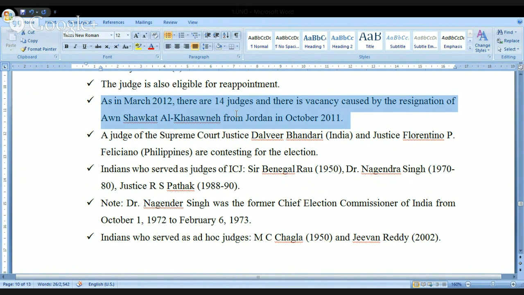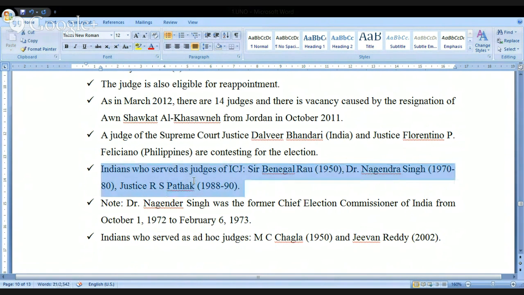That's the reason why Justice Dalveer Bhandari of India, who was a judge of the Supreme Court during that time, has been elected as a judge of the ICJ. And some points, kindly have a look at this. Indians who served as judges of the ICJ: Sir Benegal Rao. If you look at this name here, hopefully you know this gentleman, Sir Benegal Rao.